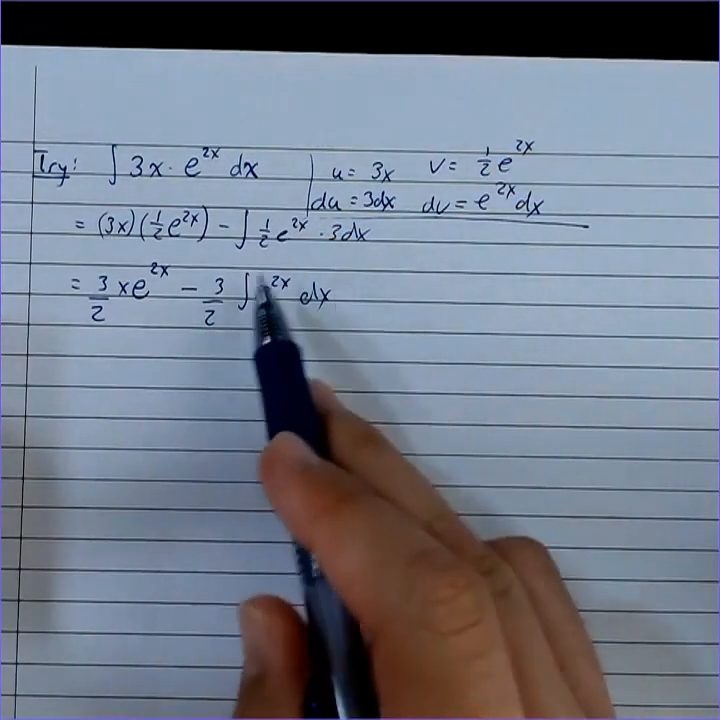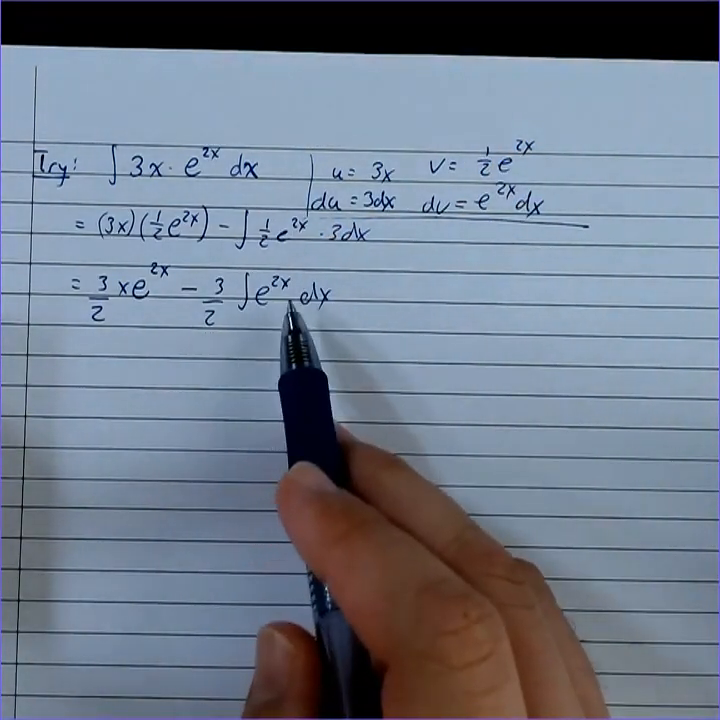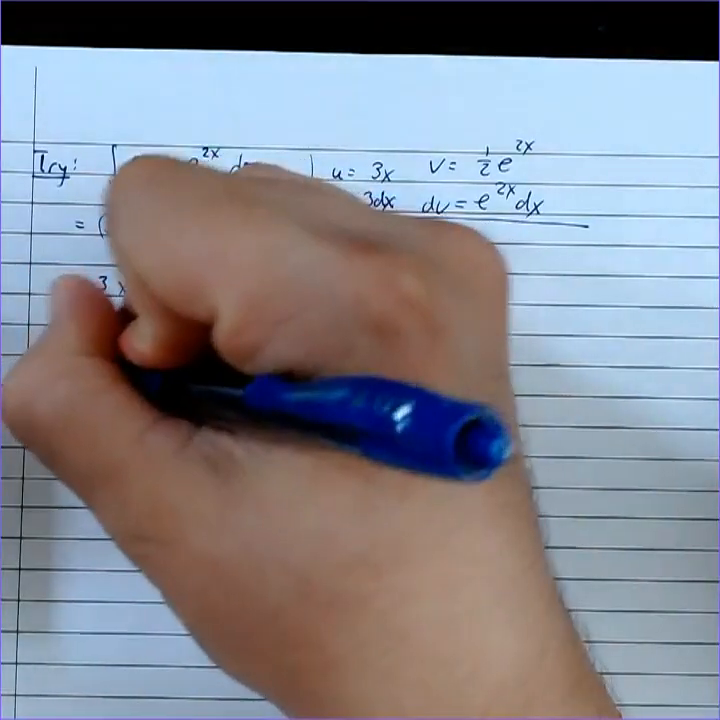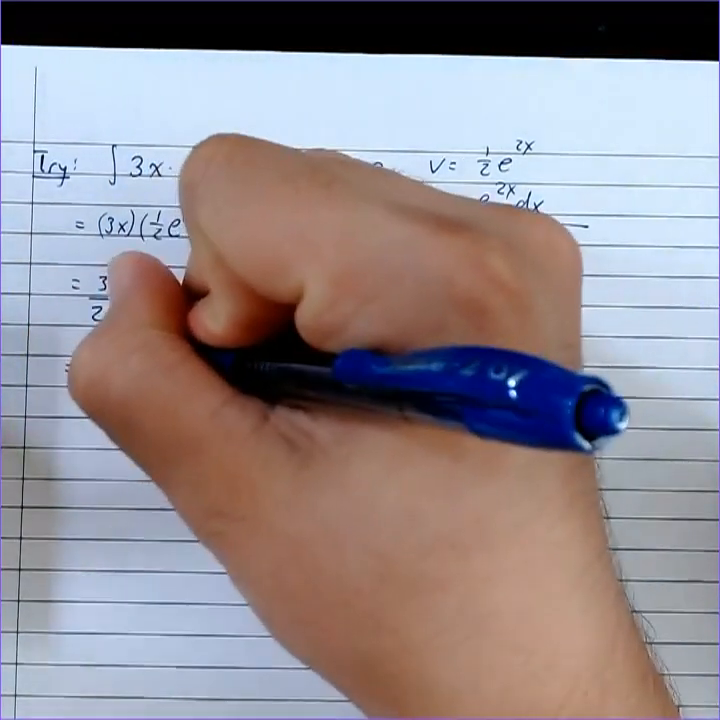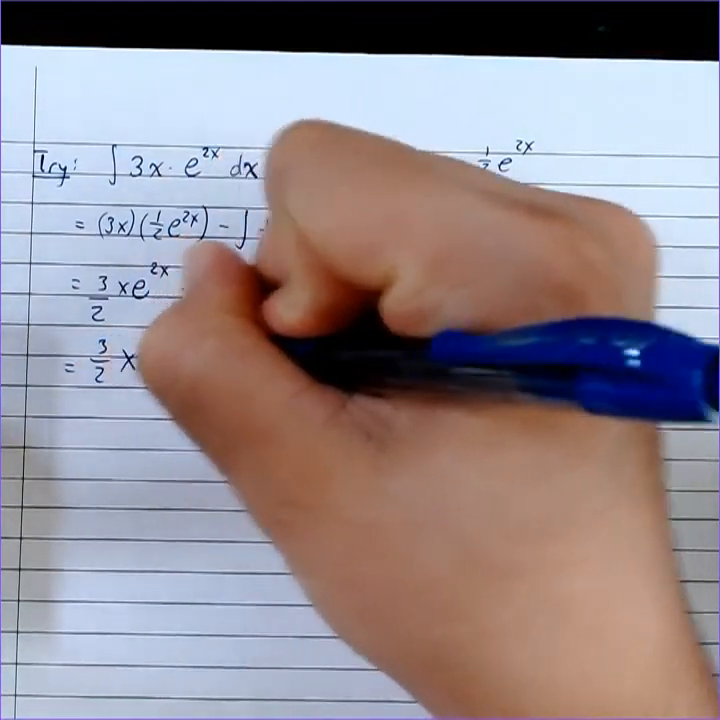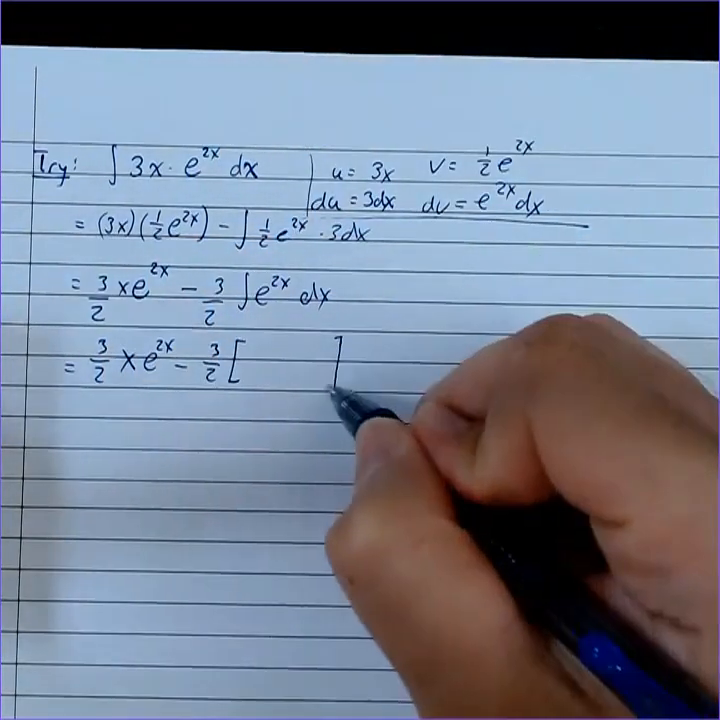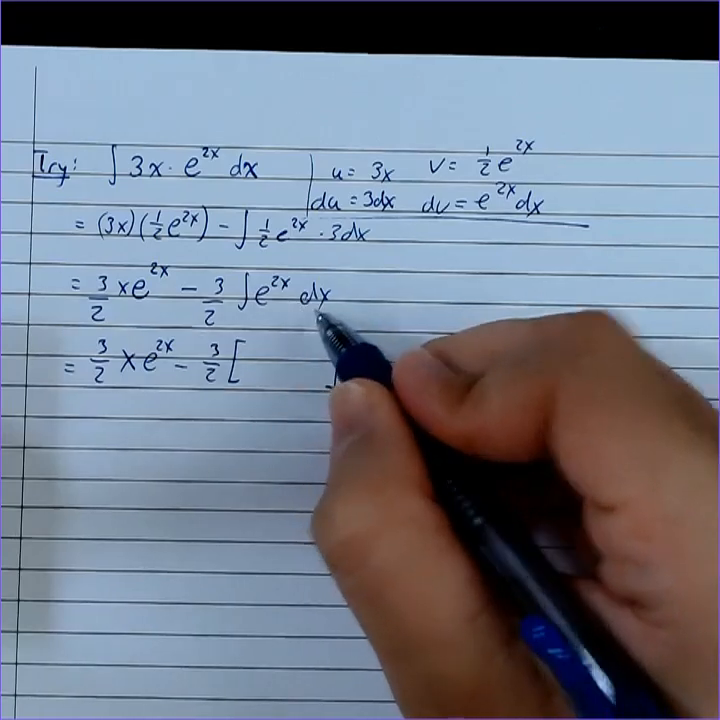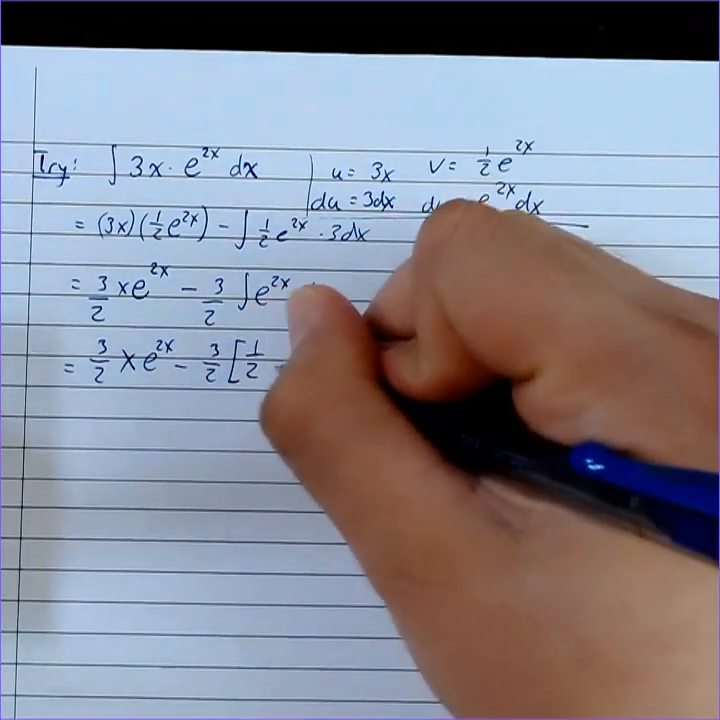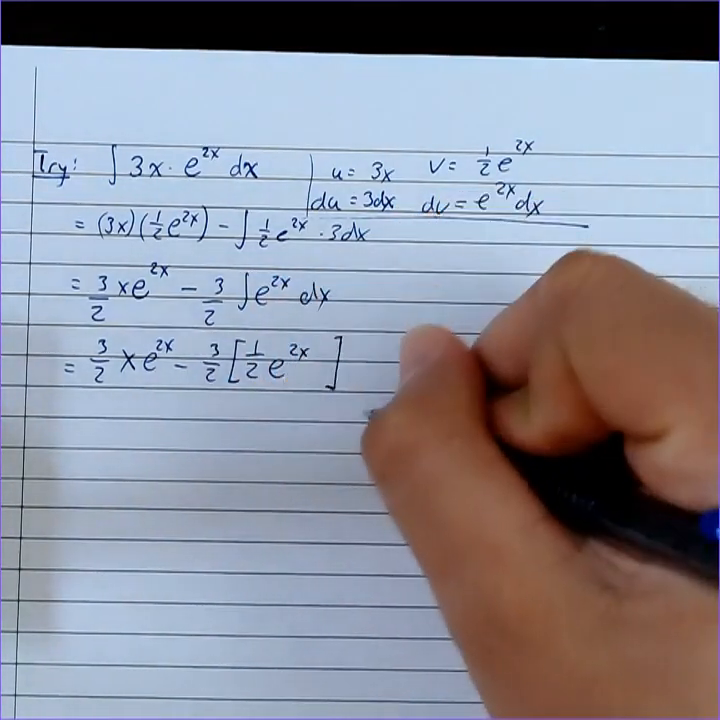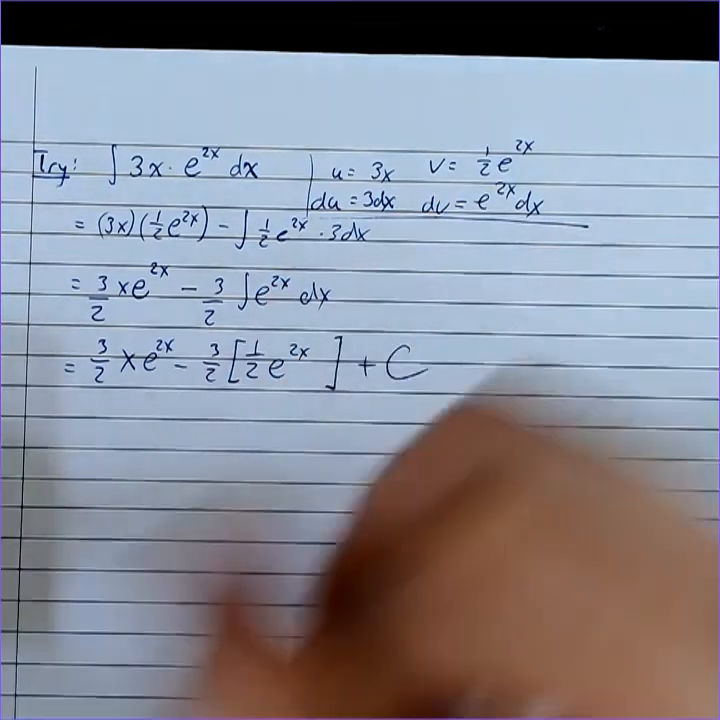But now that's an integral that we can do. The integral of e to the 2x, that's going to be 3/2 x e to the 2x minus 3/2 times, and when we integrate e to the 2x with respect to x, we get 1/2 e to the 2x plus a constant of integration.